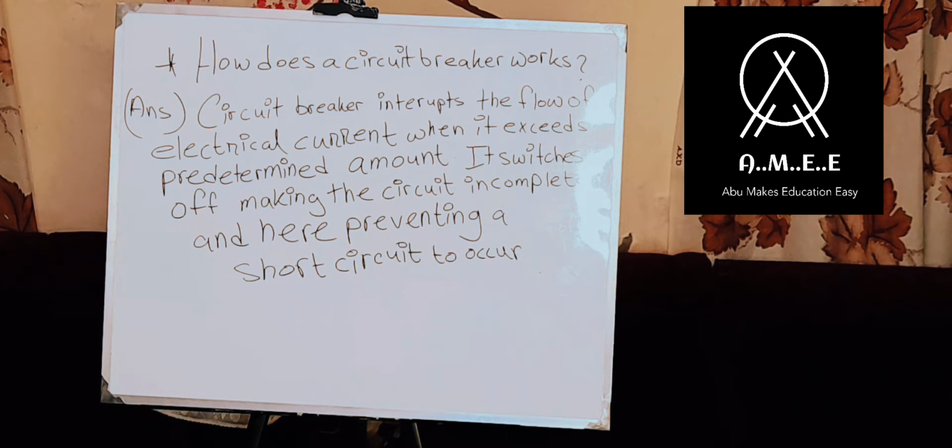Circuit breaker interrupts the flow of electrical current when it exceeds a predetermined amount. It switches off, making the circuit incomplete, and here, it's not N-E-R-E, it's H-E-R-E, preventing a short circuit from occurring.